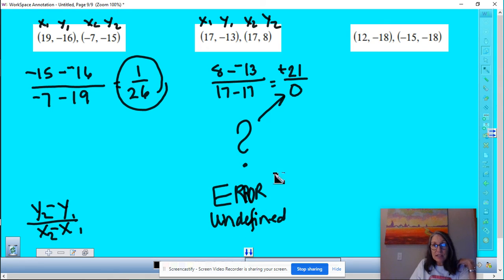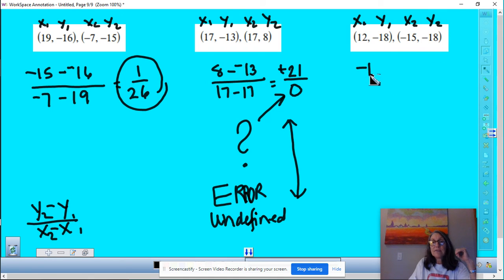Guess what kind of line this is, ladies and gentlemen? This is a vertical line. All right, got it? This is why vertical lines have a slope that is undefined, because it demands that we divide by 0. Can't do that. Third example, x1, y1, x2, y2.